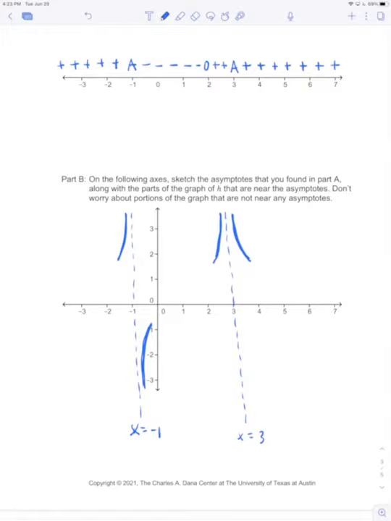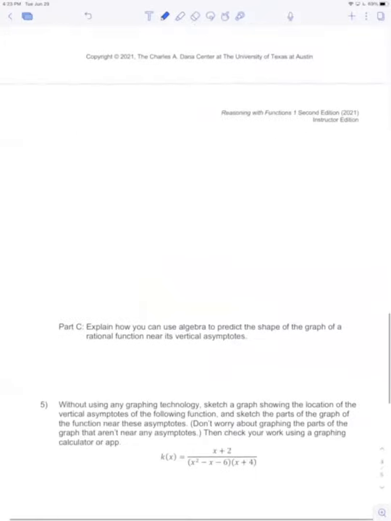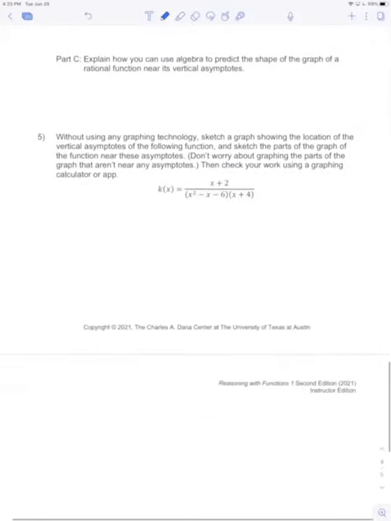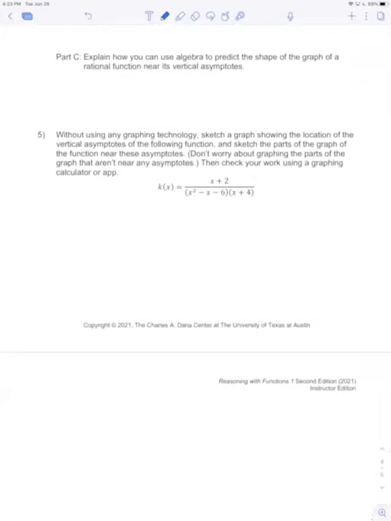Let's go to part C. There it is. Part C says explain how you can use algebra to predict the shape of the graph of a rational function. Here it's vertical asymptotes. Well, one thing we could do is figure out whether the function is positive or negative in the intervals on each side of the asymptotes, which is basically what we did. If the function is positive, it approaches the upper part of the asymptote. If the function is negative, it approaches the lower parts. Let's go on to 5.